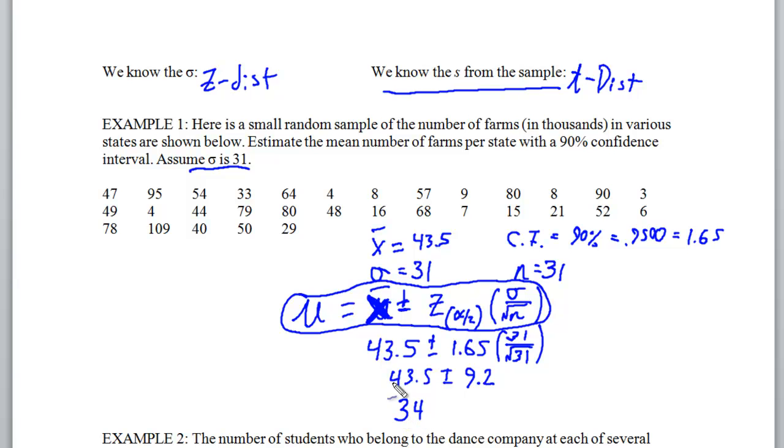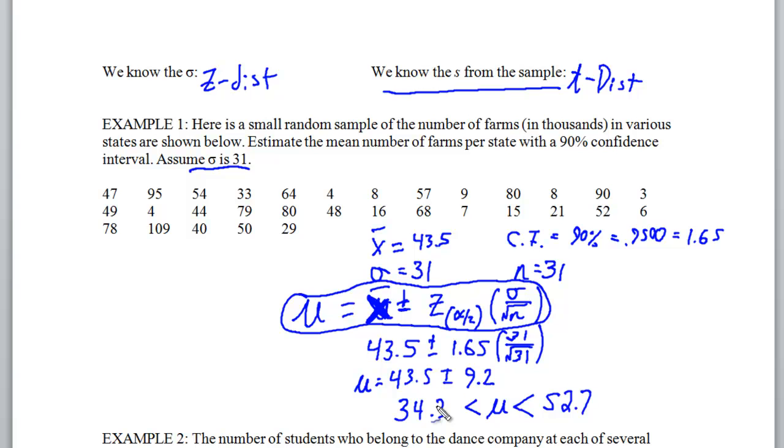which gives me a book answer of the mean is between 34.3, that's subtracting 9.2 from the 43.5, and the mean is also underneath 52.7. So that's 43.5 minus 9.2 and 43.5 plus 9.2.